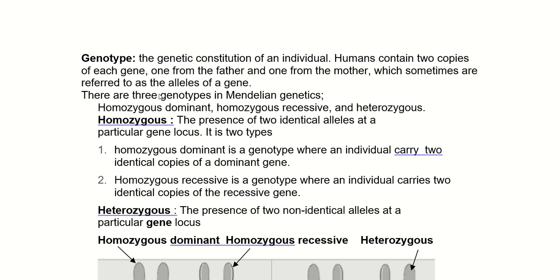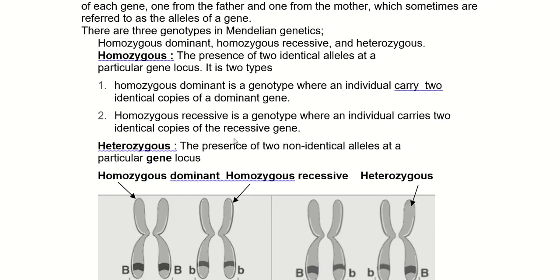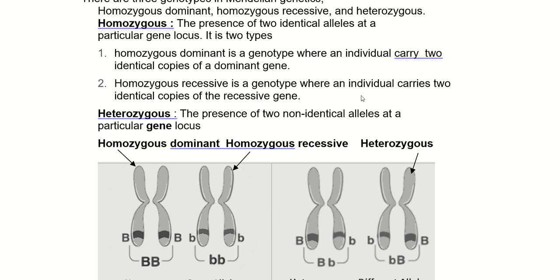Humans contain two copies of each gene, one from the father and another from the mother, which are sometimes referred to as the alleles of a gene. There are three genotypes in Mendelian genetics: homozygous dominant, homozygous recessive, and heterozygous. Homozygous: the presence of two identical alleles at a particular gene's locus. It is of two types. Homozygous dominant is a genotype where an individual carries two identical copies of the dominant gene. Homozygous recessive is a genotype where an individual carries two identical copies of the recessive gene. Heterozygous: the presence of non-identical alleles at a particular gene locus. So this is homozygous dominant, this is homozygous recessive, and this is heterozygous.